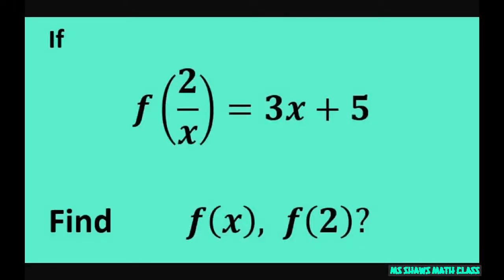Hey everyone, if f of 2 divided by x equals 3x plus 5, then we're going to find f of x and f of 2. So this one's a little tricky.